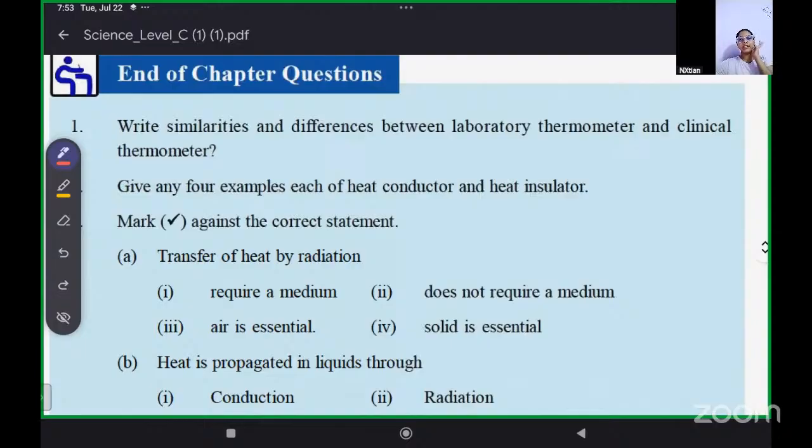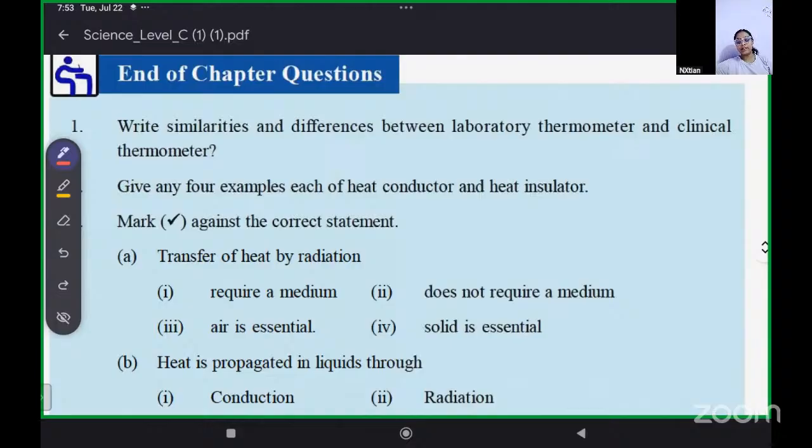Also, you can write down that the laboratory thermometer is used to measure the temperature of chemicals, whereas the clinical thermometer is used to measure the temperature of human beings. That also you have to write down. Good, Abraham. Well done. Next question.